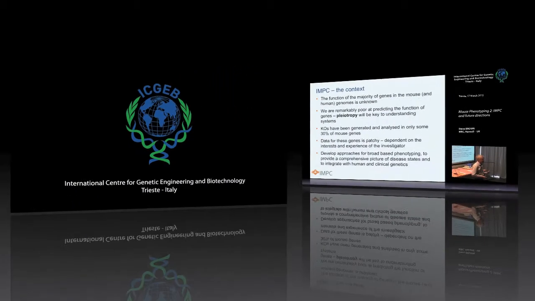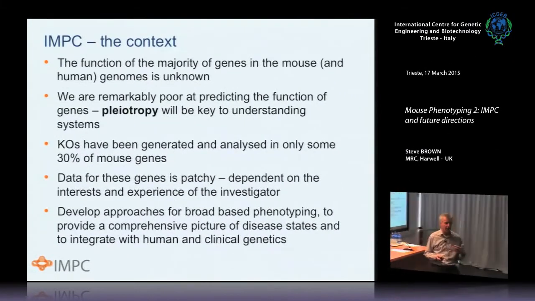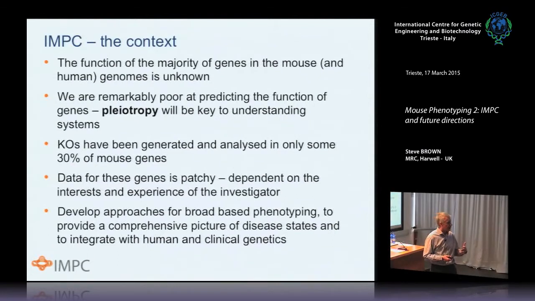So I just want to remind you of the context again. It's always worth coming back to these points of why would we want to look at all of these mouse mutants and phenotype them. And of course, first and foremost, as I've already alluded to, the function of the majority of genes in the mouse and the human genomes is unknown.